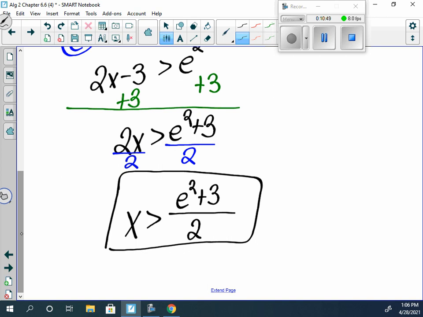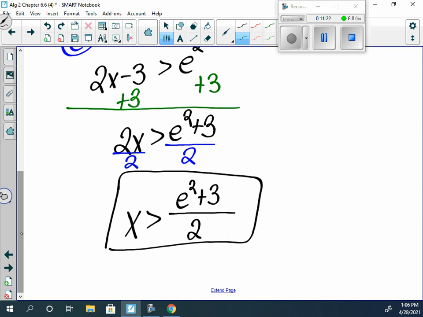Now this would be the final answer because e squared plus 3 divided by 2 is going to be a positive number. And if we're saying x is greater than it, x has to be positive values, which is good because it means that whatever value of x I plug in here will not be 0. It cannot be a negative. Any questions on this? Any questions on anything we've done so far?